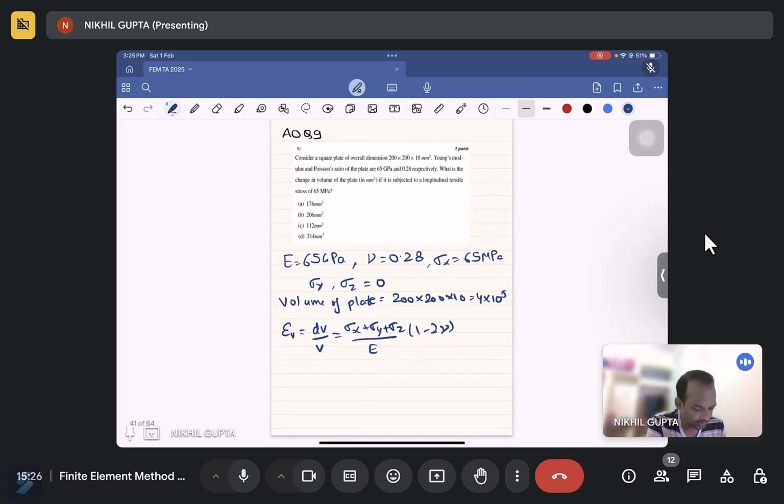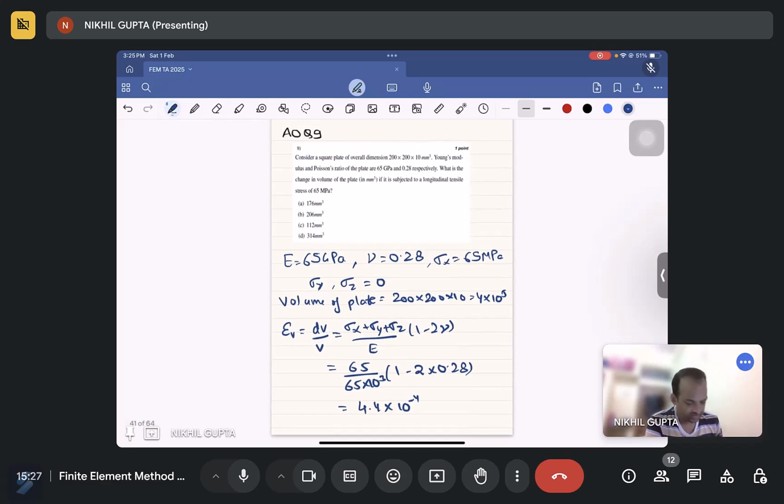The direct formula we have studied earlier in the strength of material course. When you put the values in it, which will be 65, the others will be 0, and E is given as 65 GPa, so we convert it into 65 into 10 to the power 3, then 1 minus 2 into 0.28, and we solve it. You will get the value as 4.4 into 10 to the power minus 4.